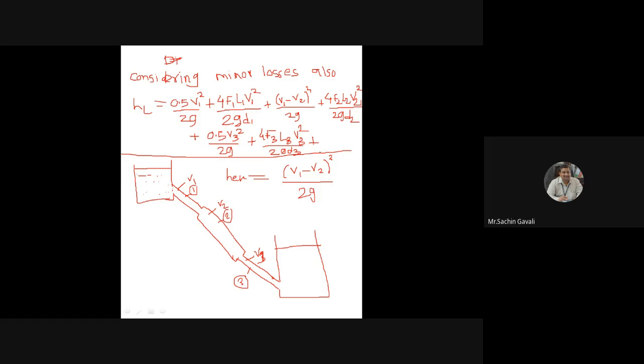Plus now, what will be the last minor loss? Anybody? Nikita is telling all losses. Others please understand. Head loss due to exit. And what is the formula for that? V square by 2G. But here in this case, V means V3 only, that pipe only. So V3 square divided by 2G.